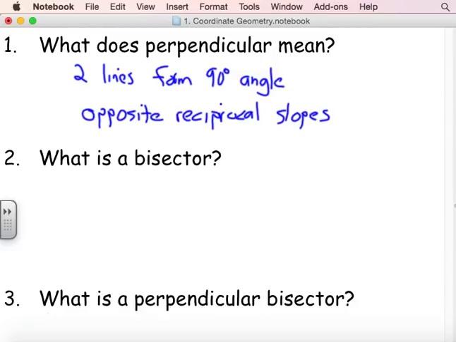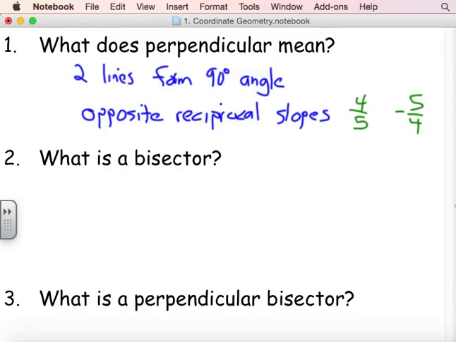So for example, if the slope of one line is 4/5, then a line that's perpendicular to that line is going to have a slope of negative 5/4. Notice they have opposite signs, one's positive, one's negative, and they're reciprocals, which means they're fractions that flipped upside down, 4/5 and 5/4. All right, now what is a bisector? Okay, a bisector is one of our vocabulary words.